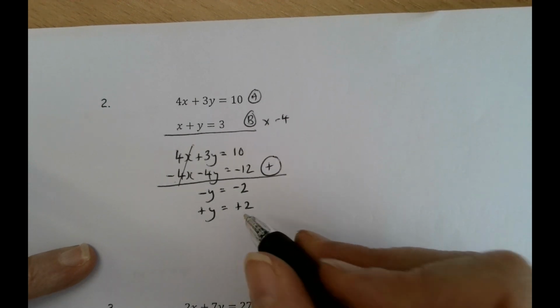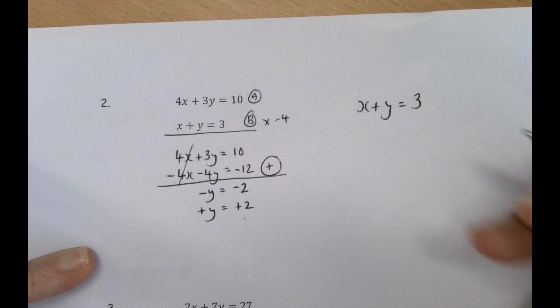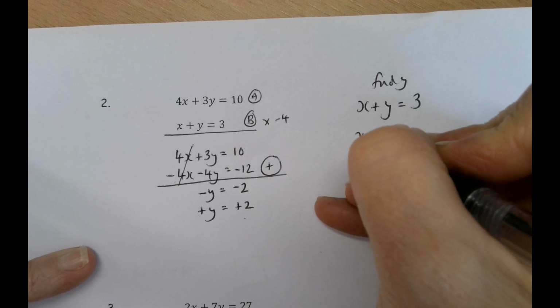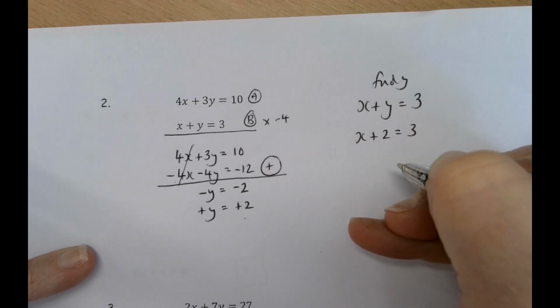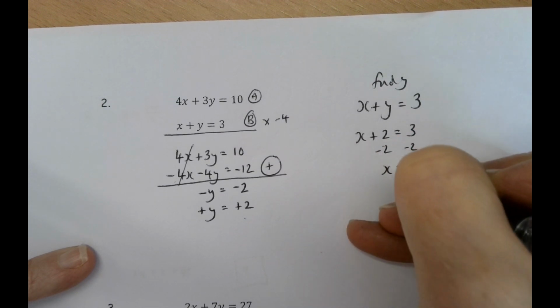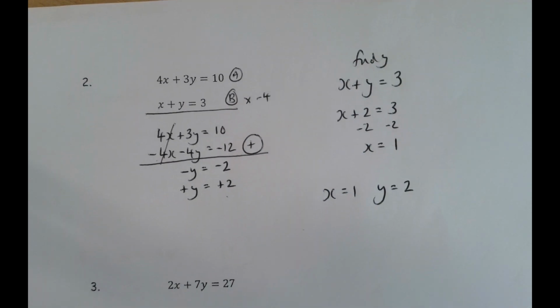Okay, so I now know y is 2. I'm going to go back to this equation. I know that x plus y is equal to 3, so I need to find y, but I know that y is 2. So x plus 2 is equal to 3. So subtract 2, x must equal 1. X is equal to 1, y is equal to 2.